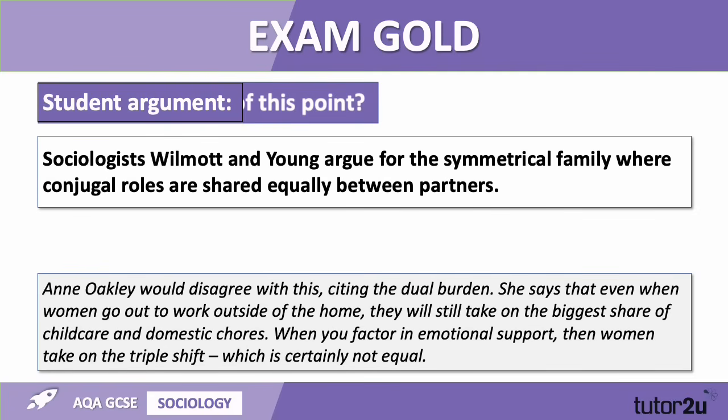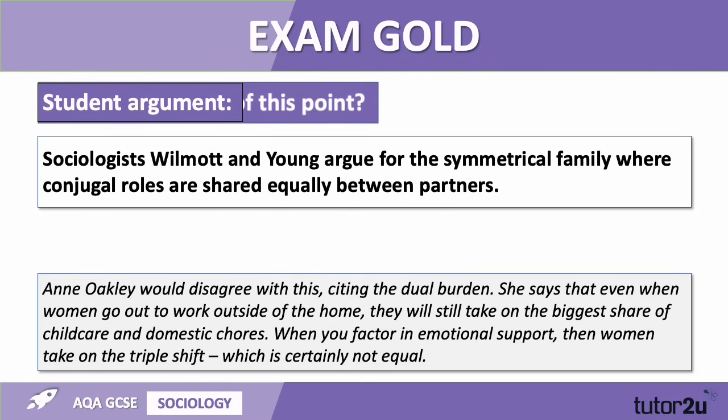So let's have a look at what we could include in this answer. Just remind ourselves of the question. It is: discuss how far sociologists would agree that families in Britain today are symmetrical. So you need to present arguments here, but then you need to evaluate those arguments to offer a counter argument.